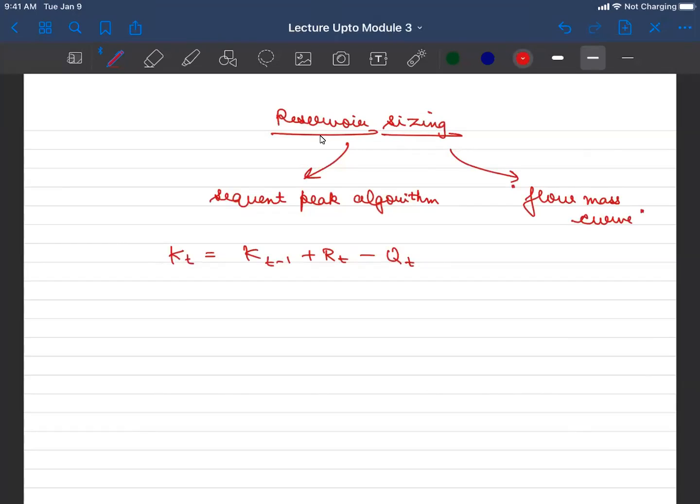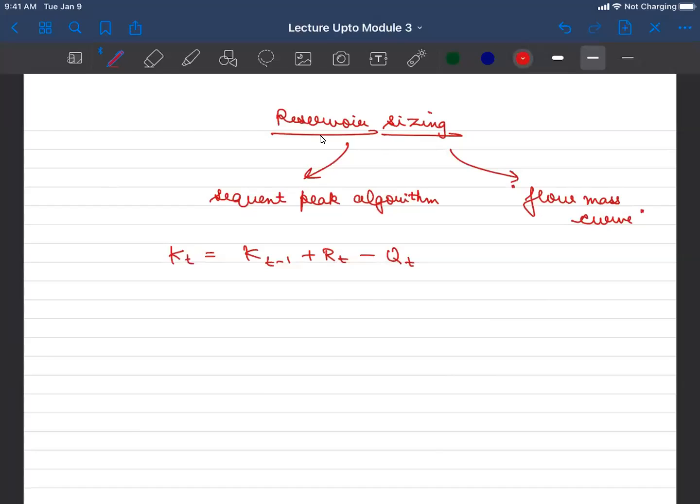It would become 8, because 5 was the deficit from the previous time step. 5 more units of water you have to release, and only 2 entered into the system. So your deficit becomes 8. And when you have an opportunity to design a reservoir, you should design it for 8 units of water, because 5 is going to be insufficient just at the next step. Does it make sense? So that's what we were doing in the sequent peak algorithm.